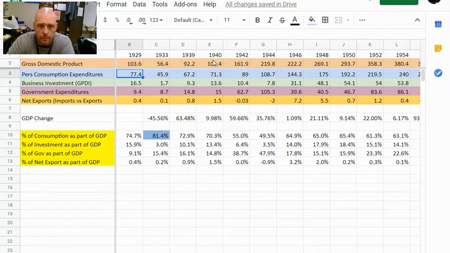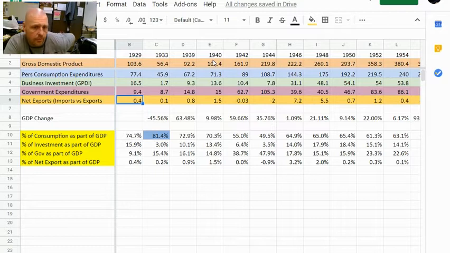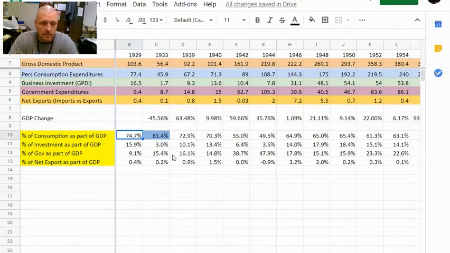Personal consumption expenditures was 77 of that. Business investment was 16.5 billion. Government was 9 billion, and the net exports was a positive 0.4, or $400 million. So if we took the actual number, divided it by GDP, as a percent of GDP, consumption was 74.7%.